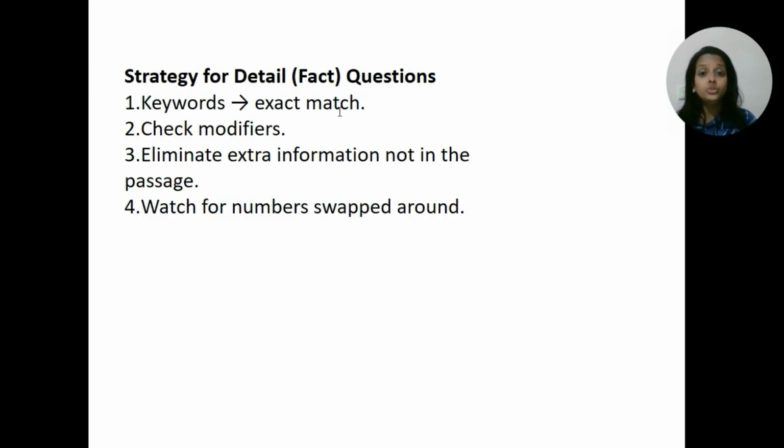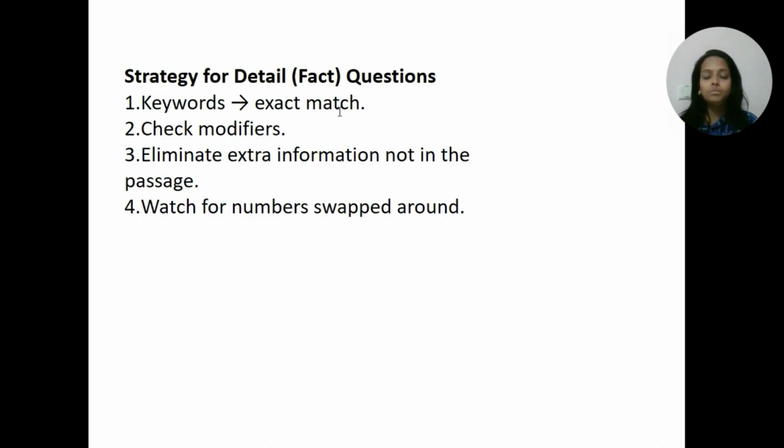Now, let me give you some strategies for detail, that means fact questions. This is where students lose points, so be picky. Keywords tend to be an exact match. If the question asks for a date, person or place, then you have to find the exact token in the passage. You have to check for modifiers, words like approximately, up to, at least. These words change meaning.